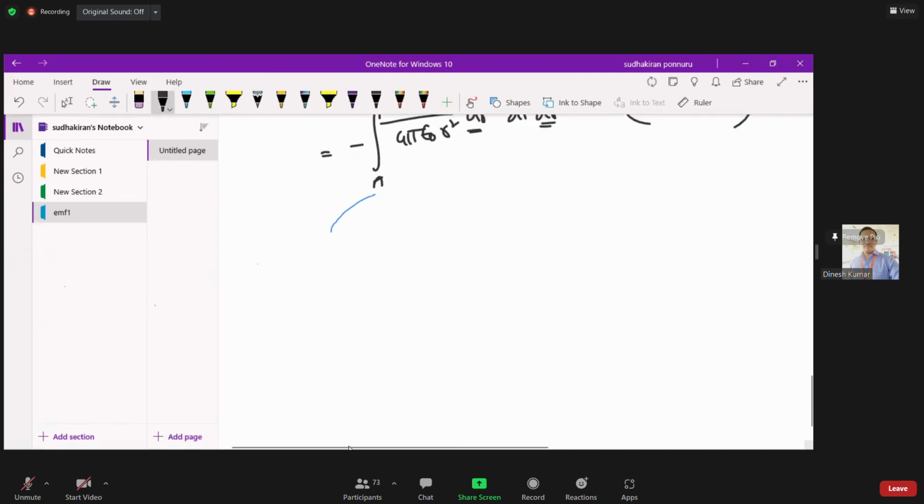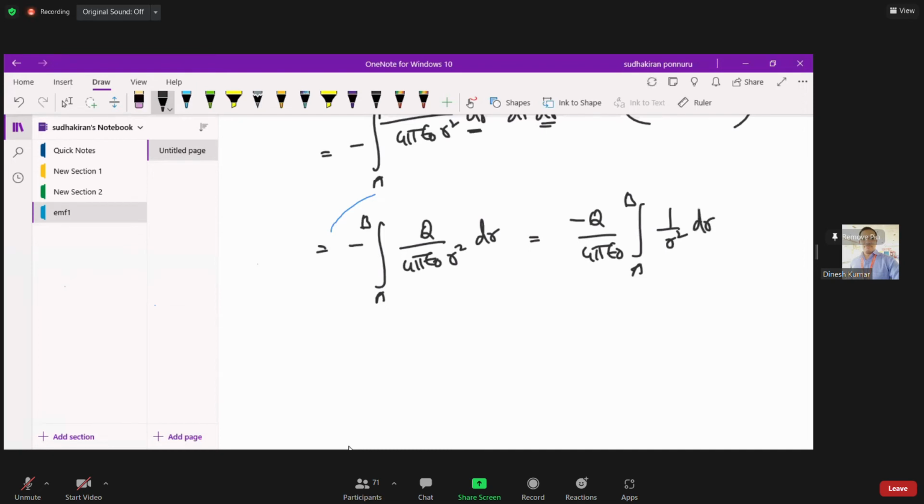So finally that value is equal to minus integral A to B Q divided by 4 pi epsilon naught R square with respect to dr. If you do the integration, that value is equal to minus Q divided by 4 pi epsilon naught integral A to B 1 by R square dr. What is the integral of 1 by R square? That is equal to minus 1 by R. So minus of minus, we will get plus. Therefore Q divided by 4 pi epsilon naught 1 by R, upper limit is B, lower limit is A.